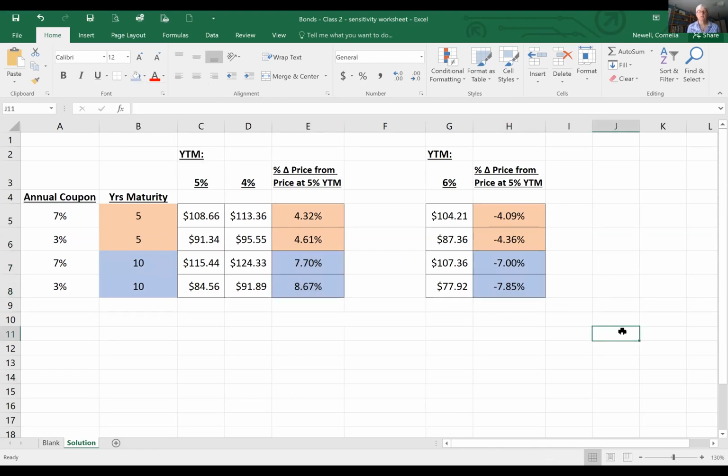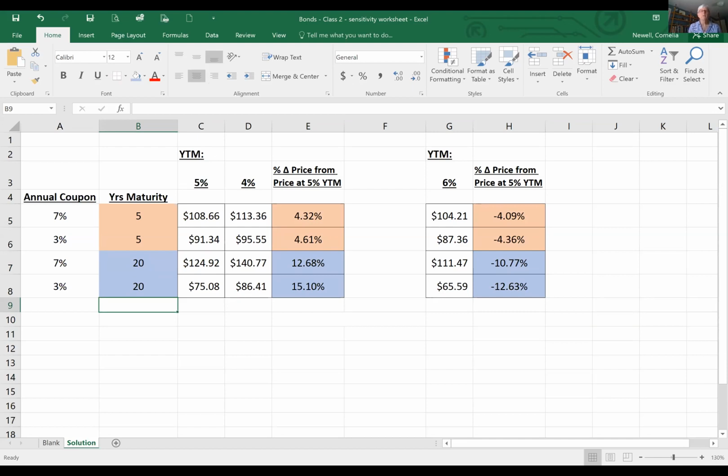It's 7 or 8%. If I were to change these 10-year maturities to a 20-year maturity, see what just happened? The price change is much bigger. So what you're looking at here is that the longer the maturity, the more the price is going to change.